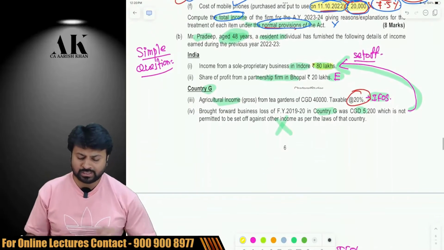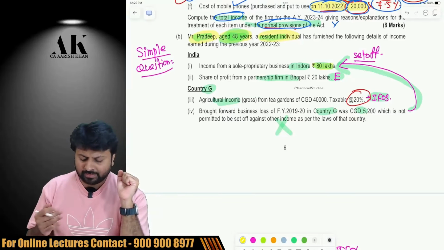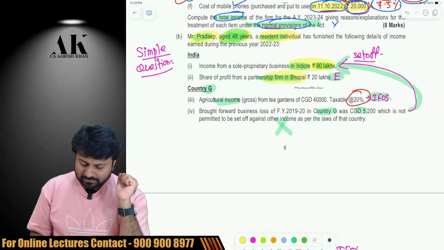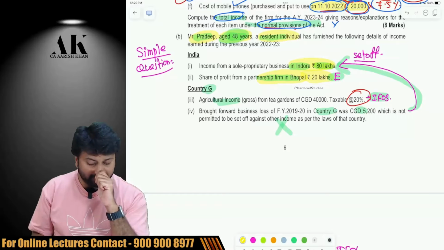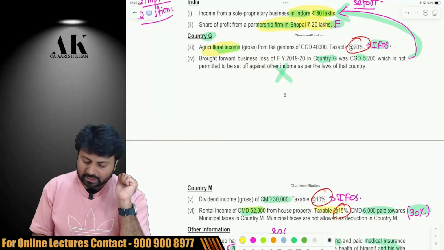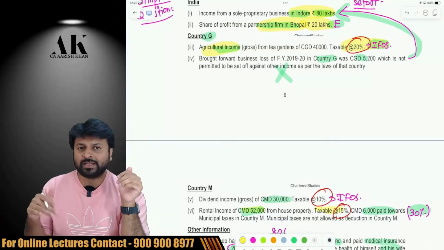Okay, next question is a very simple question on DTAA. There is an assessee, Mr. Pradeep, whose age is 48 years, resident. He is earning some income from India, country G and country M. From India, he is earning some business income from Indore, that he will add in the income statement. From business, from partnership firm in Bhopal, he is earning some share of profit, that will be exempt under section 10(2)(a). Then from country G, he is earning some agriculture income, that will be taxable under IFOS, because country G agriculture income is not exempt, Indian agriculture income is exempt.